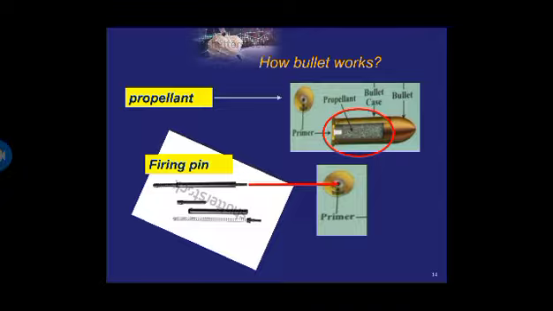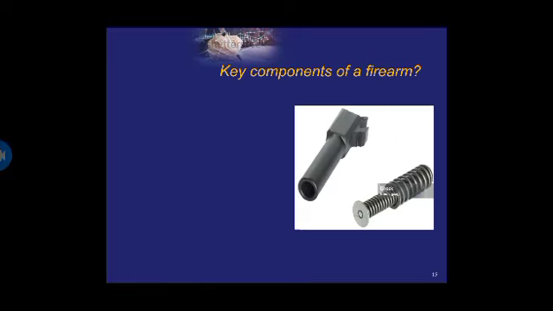As the propellant burns, high pressure gases rapidly build up behind the bullet, forcing it down the gun barrel. Once the pressure reaches its peak, the bullet is propelled forward, exiting the barrel at high velocity. Okay, so that's how a bullet works. Next, we'll discuss the key components of a firearm.